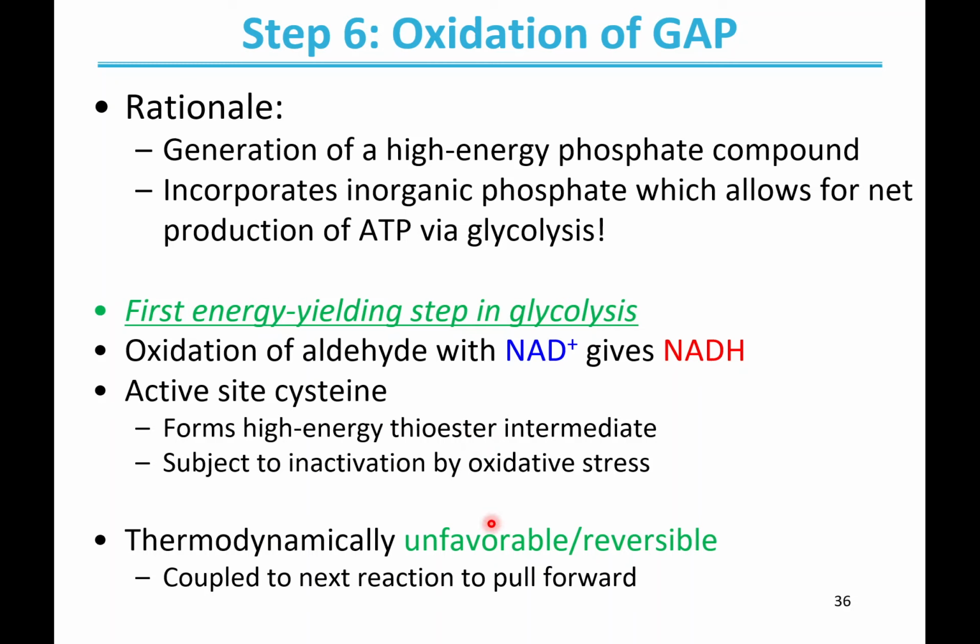Thermodynamically, again, it's unfavorable, and this is a reversible step. Okay, and I should have mentioned this earlier, but why it's important to understand if these are reversible or not: when we talk about gluconeogenesis, the reversible steps can just be run in reverse if you need to produce glucose. The ones that are not reversible, those steps you need to have a bypass for. So those will come up again. How this reaction goes forward in glycolysis is that it's coupled to the next reaction to pull it forward. So step 6 and step 7 are coupled together.